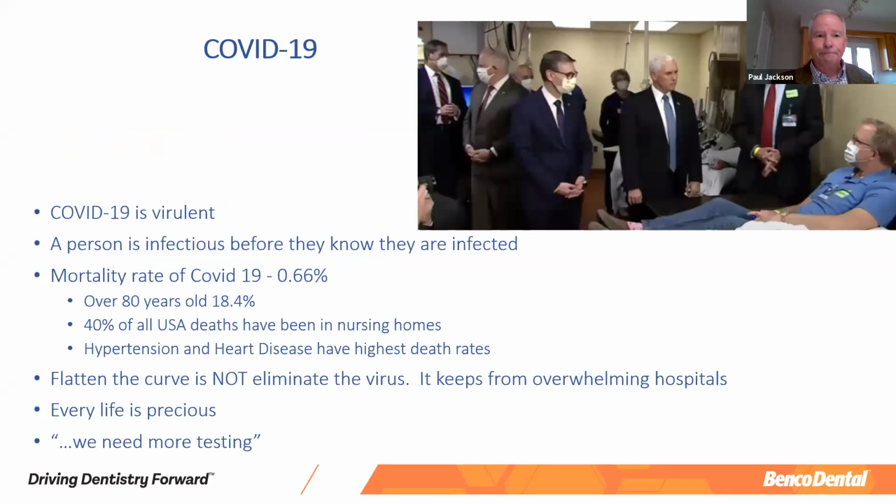So COVID-19. I think this is pretty obvious. It's virulent. The biggest problem with COVID-19 and how it's different is people are actually infectious before they know they're infected. It's unusual for a virus, and it wasn't even the case with SARS-1, and so it really makes it very hard to control this virus. Mortality rate worldwide 0.66.